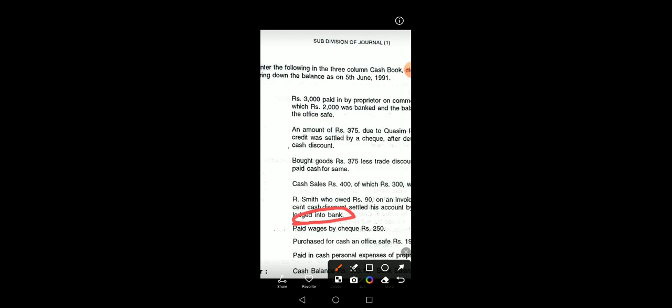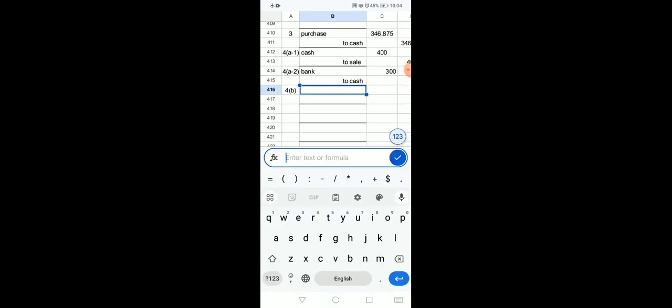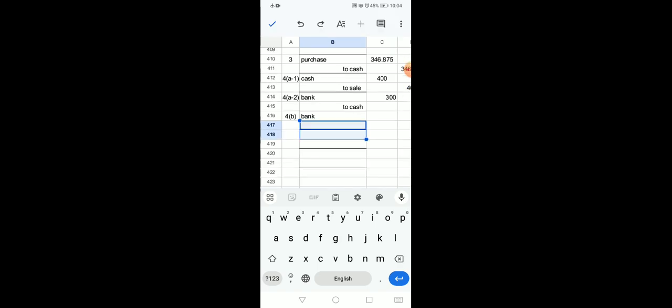This is the simple thing you will understand. R. Smith was the person from whom amount was receivable, and you have received a check, and the same check has been deposited into the bank. It means the amount present in the bank account would eventually be increased. It means increase in asset. Increase in asset should be debited, so you will mention the name of bank on the debit side. This is the first aspect of this transaction.